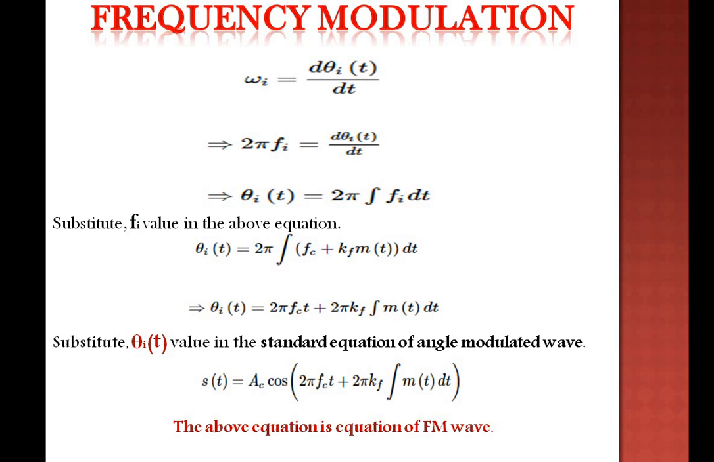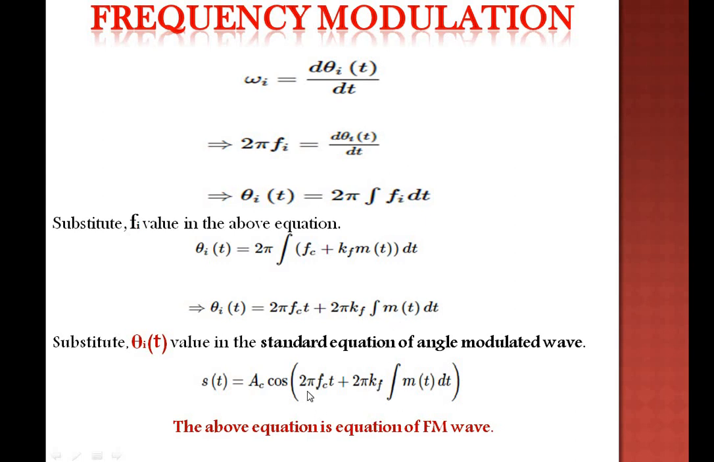S of t is equal to Ac cos theta i of t. That was your standard equation. Now theta i of t, you substitute the value. What will you get over here? Do the integration part, then multiply with 2 pi, and you will get the answer as 2 pi fct plus 2 pi kf into m of t. I am keeping it like that only.